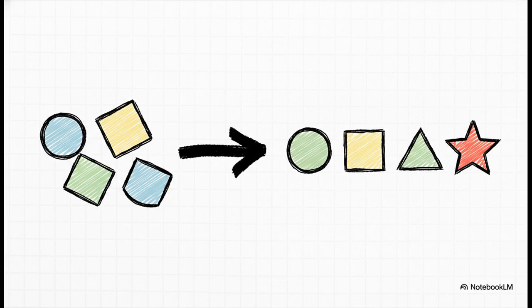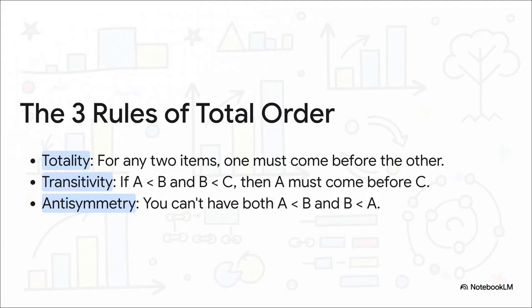For any sorting algorithm to have a chance of working, the collection of items, I don't care if it's numbers, words, dates, whatever, it absolutely must have a total order. So what on earth does that mean? Well, it really just boils down to 3 simple rules.